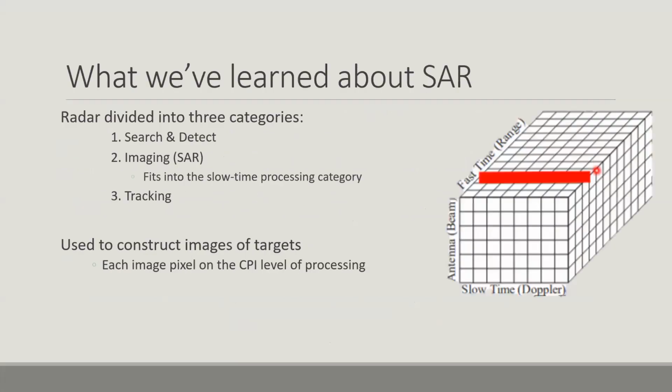We've already learned a little bit about SAR through our lectures because it fits into the imaging category of radar. So there was search and detect, imaging, and tracking. And SAR fits into the slow time processing category in our data matrix as we create an image out of each pixel on the CPI level of processing. So basically its purpose is to create these 2D and 3D images while the radar antenna is moving to eventually create images with finer spatial resolution.